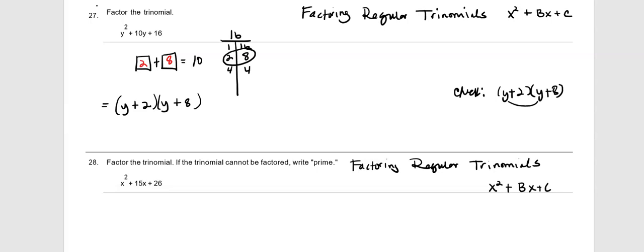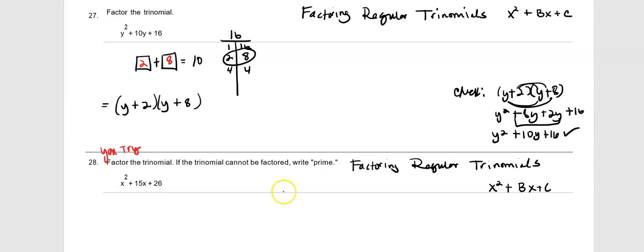So here I'll multiply y times y is y squared, y times 8 is 8y, 2 times y is a positive 2y, and 2 times 8 is a positive 16. After combining like terms, I have y squared plus 10y plus 16. And that checks out with the original.